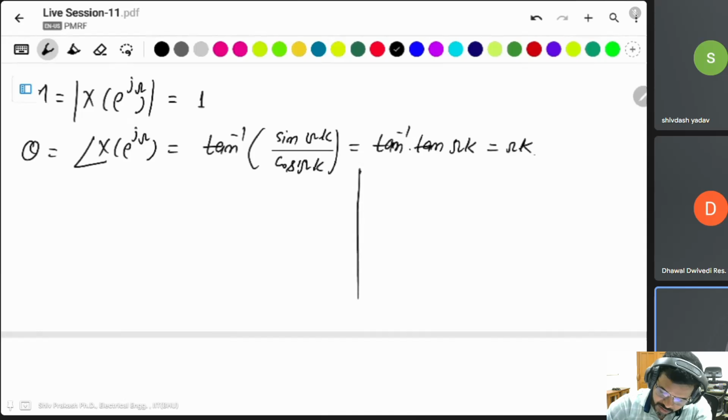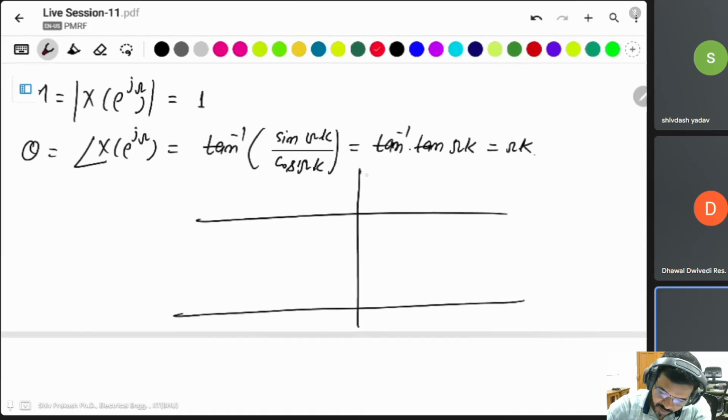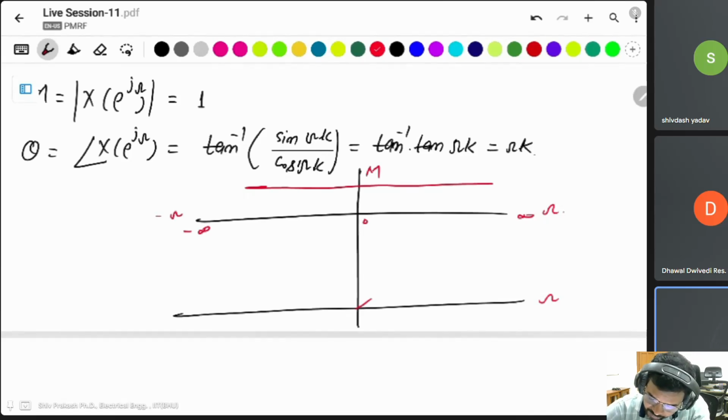If you want to plot this in a magnitude and phase plot, this will be the magnitude. The magnitude is 1, all 1 from minus infinity to infinity, but the angle varies with respect to omega. This is the omega plot, this is minus omega, so plus omega. The angle provides a linear phase, and the slope of this function will be k.